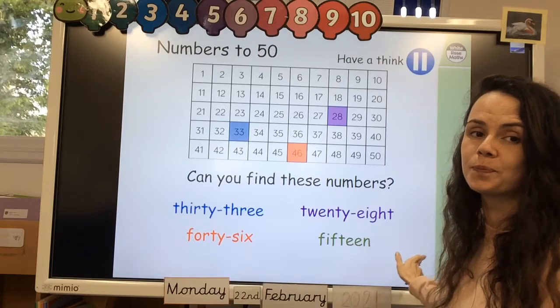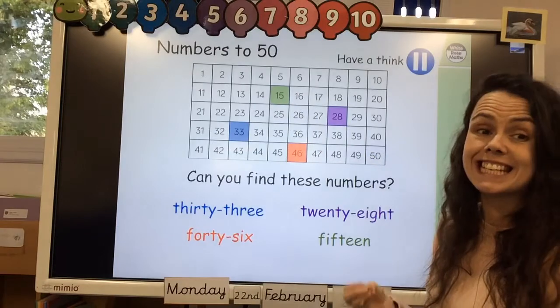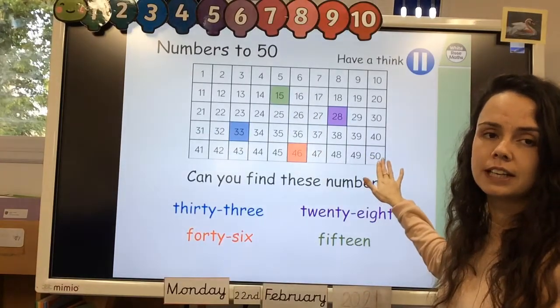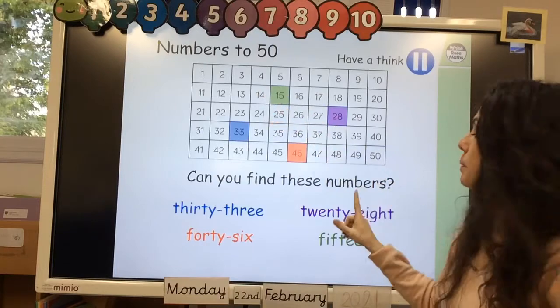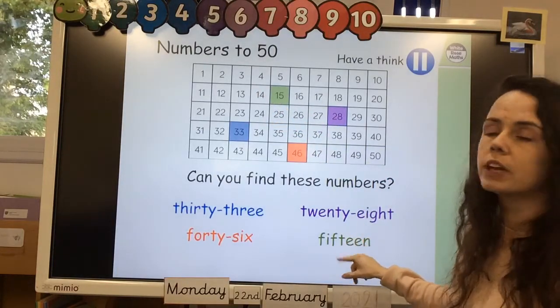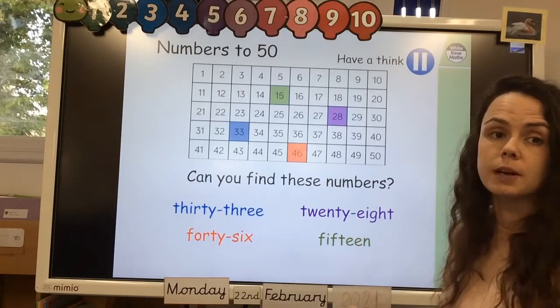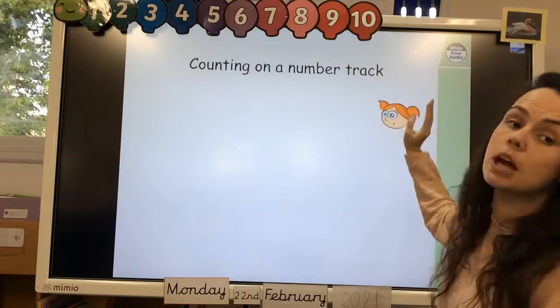We found it. 15 is here. If it was 50, it would be down here. Did some of you go with 50 rather than 15? Remember, it's got the "een". If it was 50, it would just be 15. Well done. Now, what we're going to do is counting on a number track.